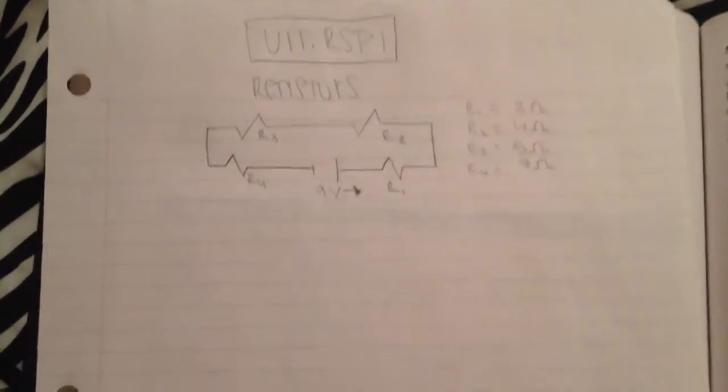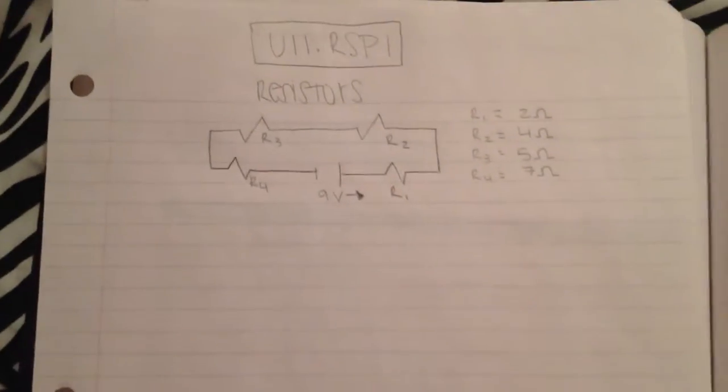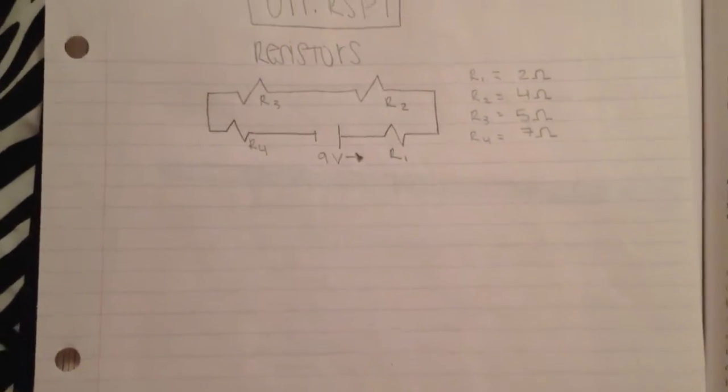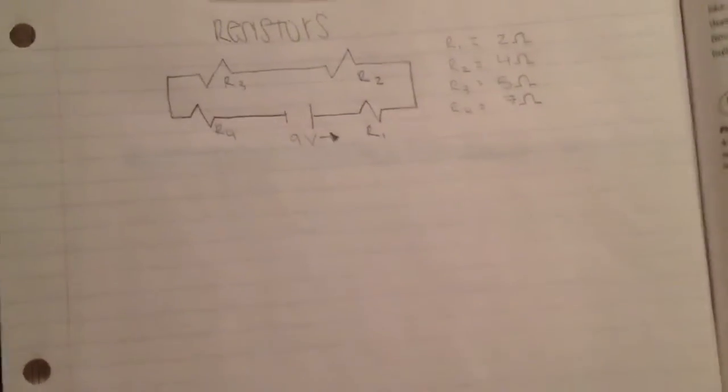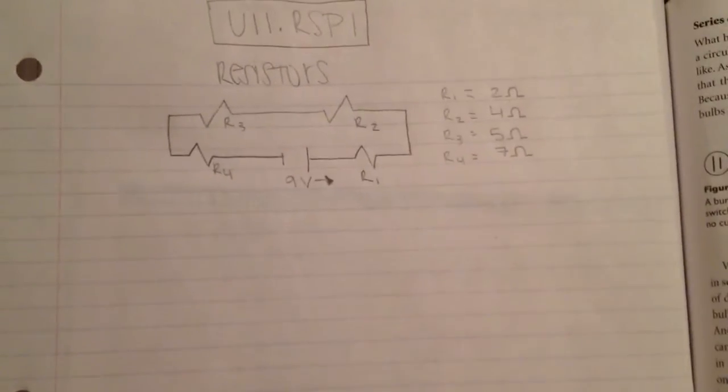Hello, welcome to my final physics video, and we are in Unit 11 of resistors in series and parallel. We will be calculating the equivalent resistance for a circuit of resistors in series, and finding the current in and potential across each resistor in the circuit.